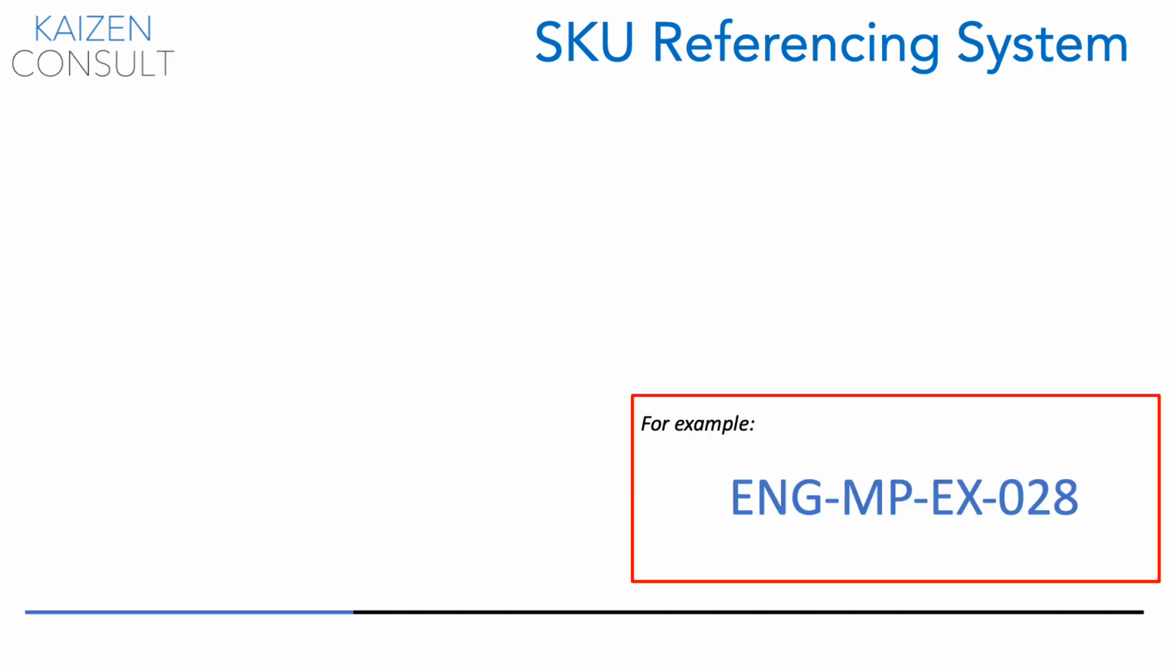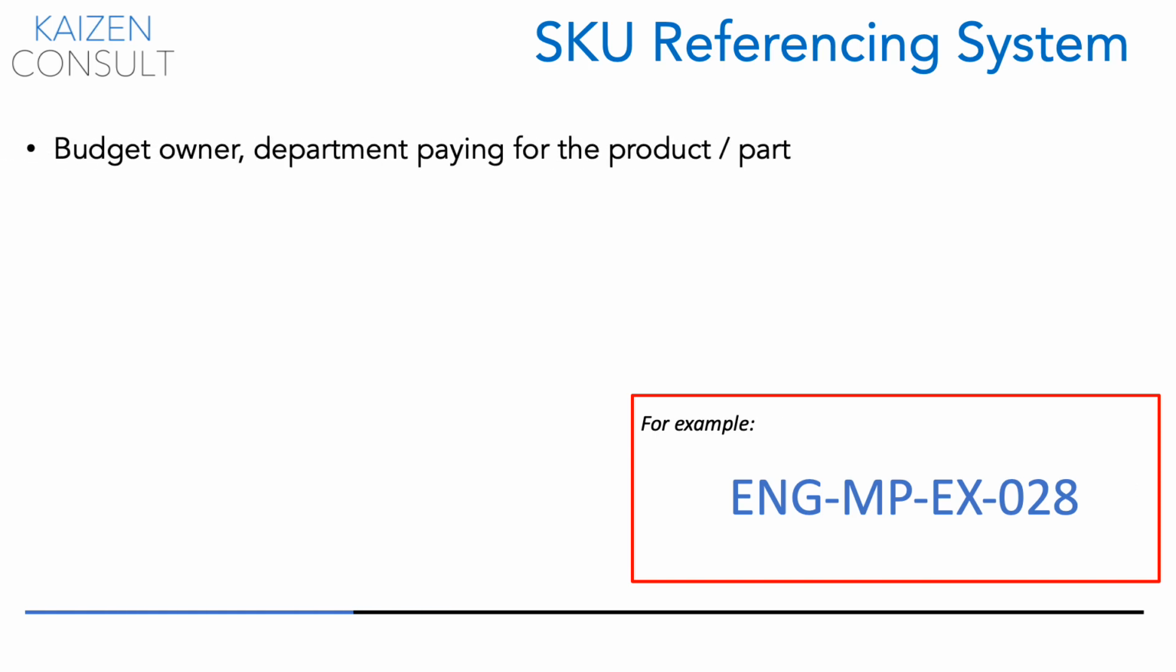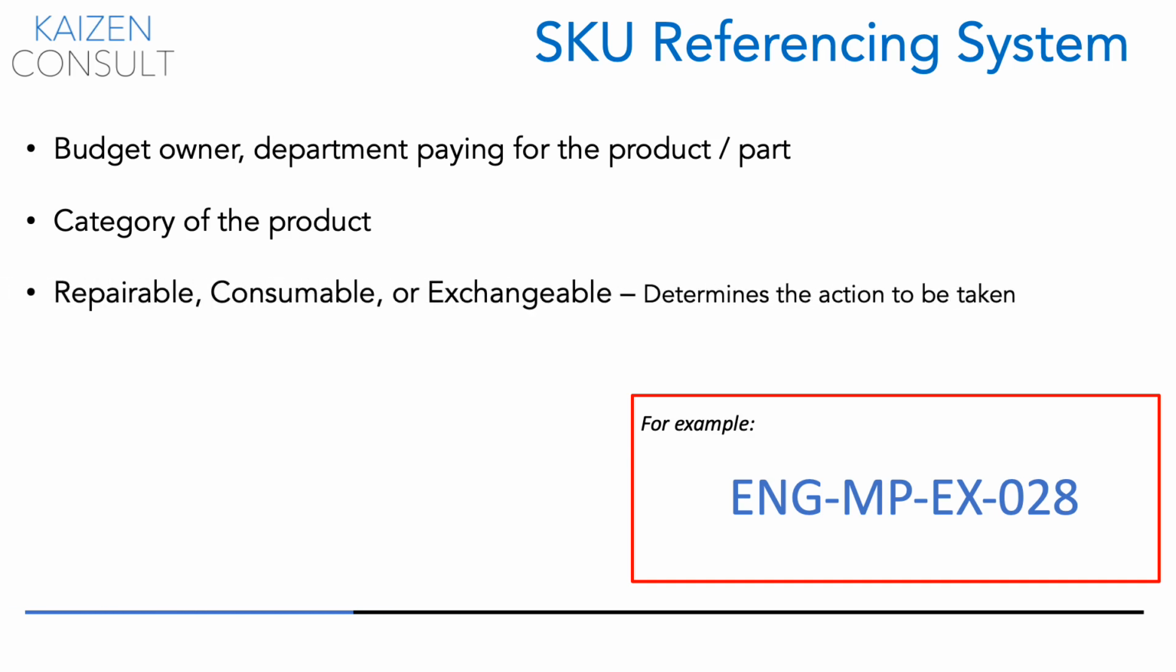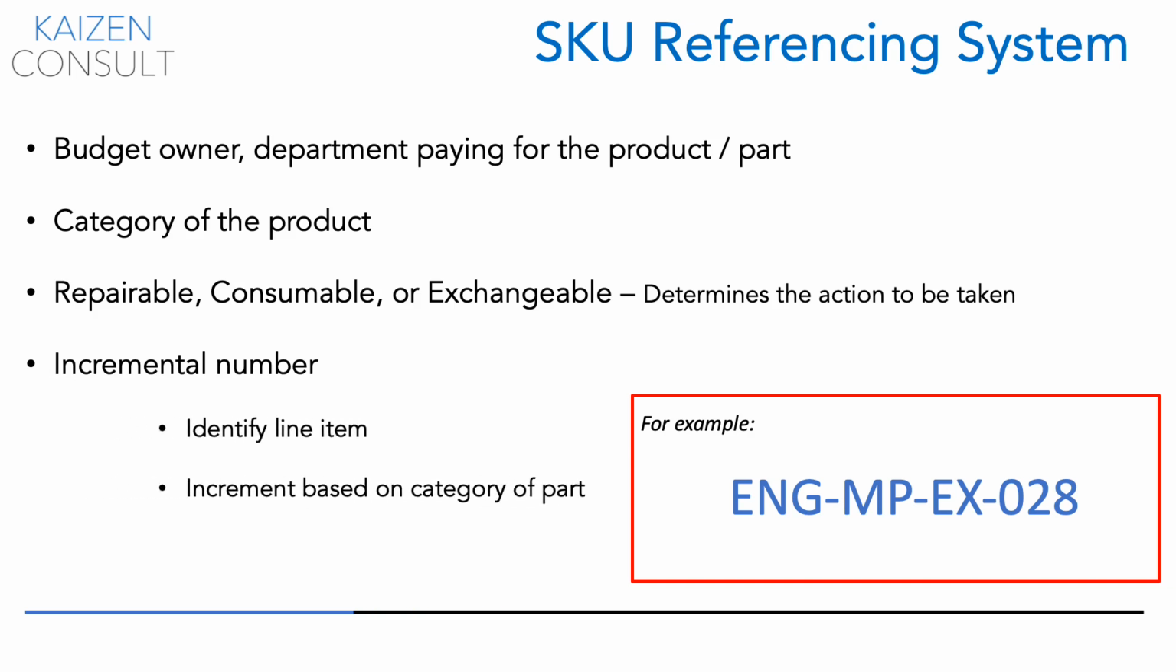For example, in a spare part management system inventory, an adapted way to doing it could be having a budget owner or the department paying for the part, a category of product giving global information on type of product, whether the part should be repairable, a consumable, or exchangeable, and an incremental number or code to identify the line item and based on the category of the product. This is only an example, and other ways to build it can be found.